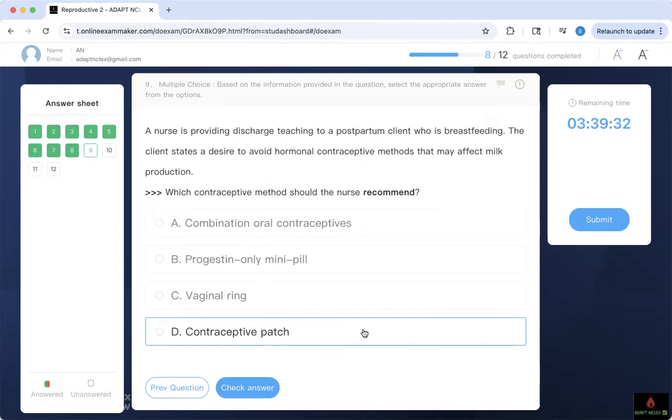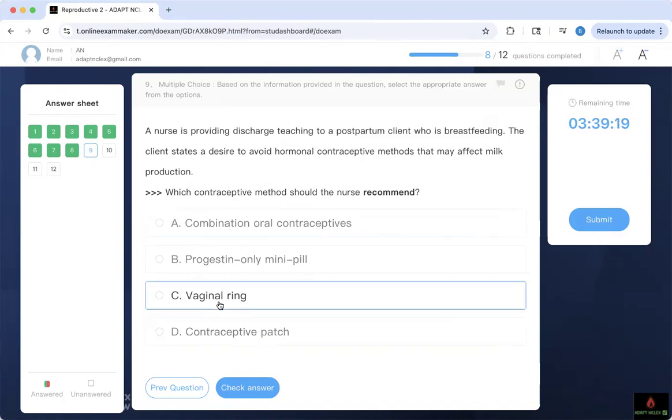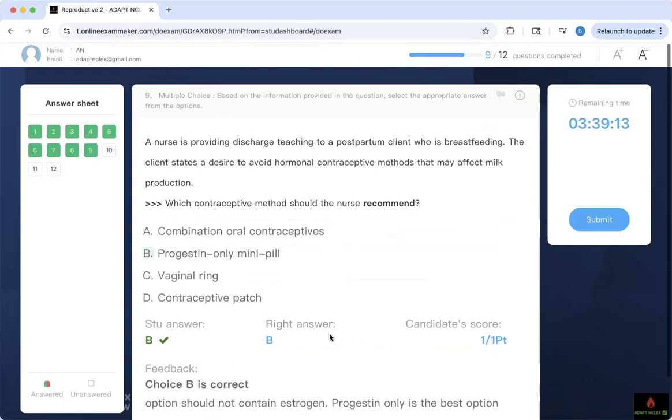Write this concept down after you pick your answer. If they say no effect on milk production, it should not have estrogen in it. Combined medication has estrogen. The vaginal ring has estrogen in it. The patch has estrogen in it. Only progesterone-only does not have estrogen.